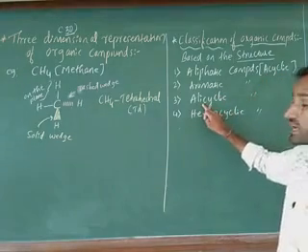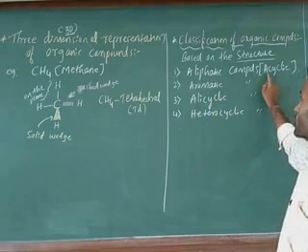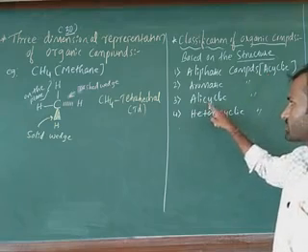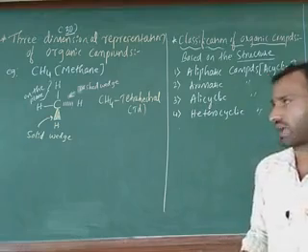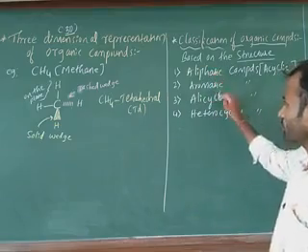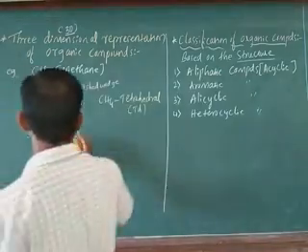Acyclic is different, alicyclic is different. Acyclic means the compound does not contain any cyclic structure, but alicyclic means a cyclic structure is there but it does not follow the aromatic character. That is alicyclic. Next we are going to study one by one. The first one is aliphatic compounds.